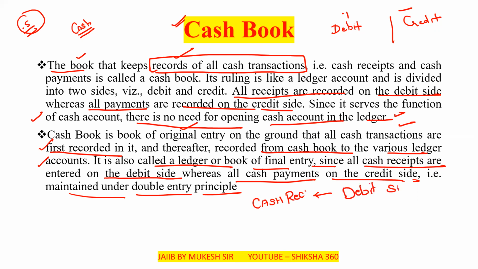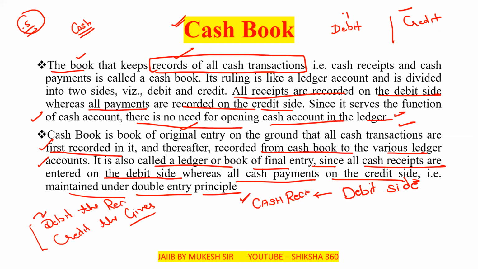It is on the debit side. You will learn: debit the receiver, credit the giver. These things you will learn in the upcoming slides, when we discuss the different types of account and the golden rules of accounting. You will understand more at that time.